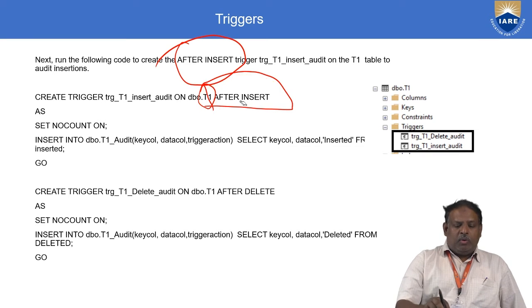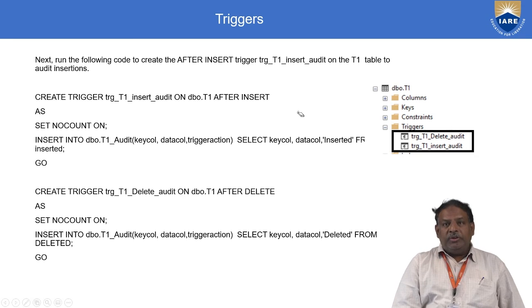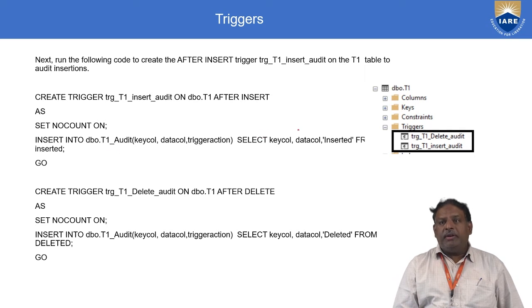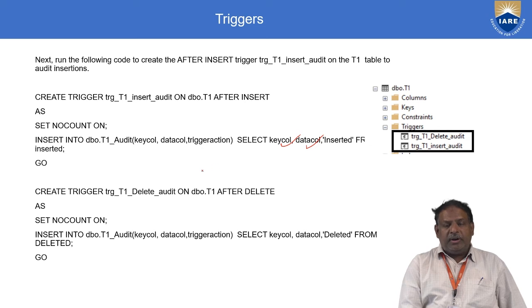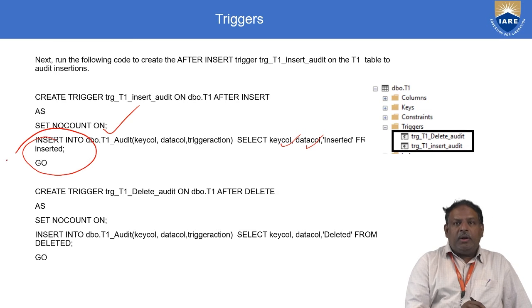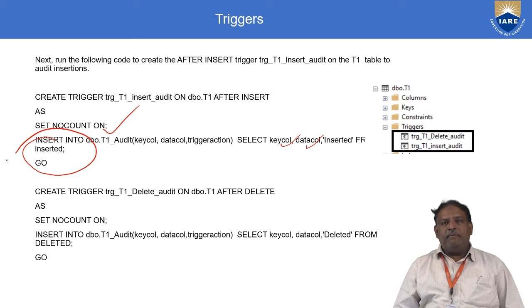Here what I am saying is that you insert the values into the audit table. What are the values you want to insert? Whatever you are inserting into T1, the key column and data column. The same values you want to insert into the audit table. From where do you insert them? From the inserted table. As I already told, inserted will have the new value or the updated value.